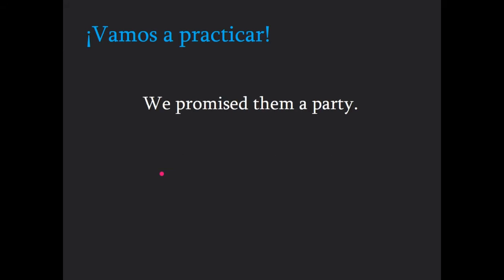Muy bien. Let's look at another example. We promised them a party. Or we could also say we promised a party to them. Either way. So we have them as our indirect object pronoun in English. In Español, our indirect object pronoun for them is going to be what word? Les. Les. And then you'll have to remember how to say we promised. The verb to promise in Español es prometer. So we promised is prometimos.